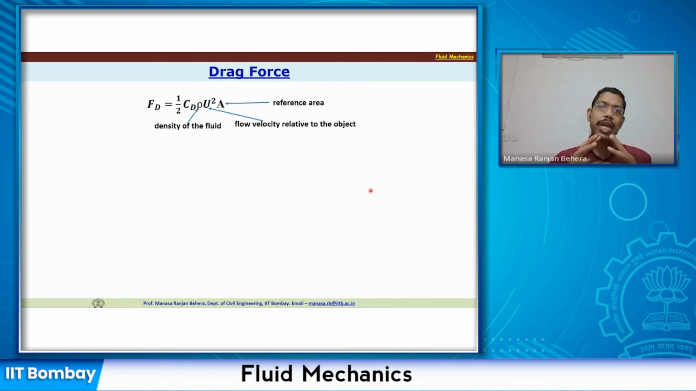And area A is the reference area. This reference area is something which differs slightly from the way we think. It is the projected area perpendicular to the flow direction.